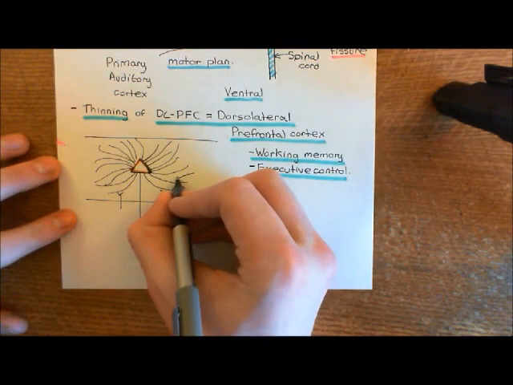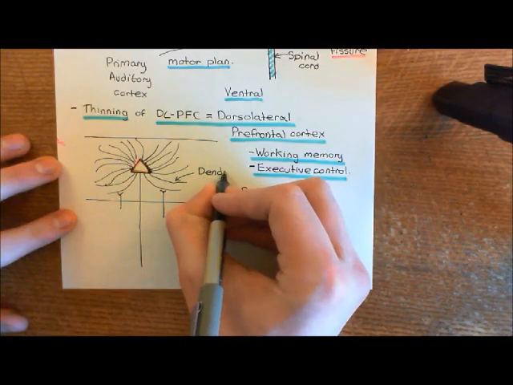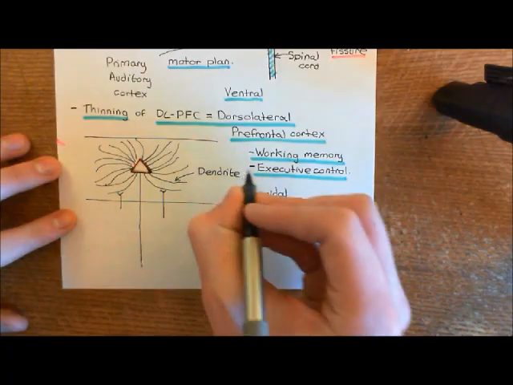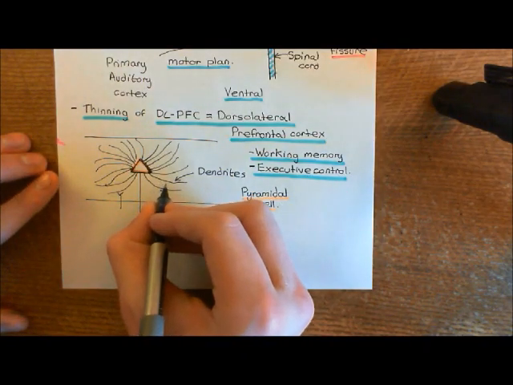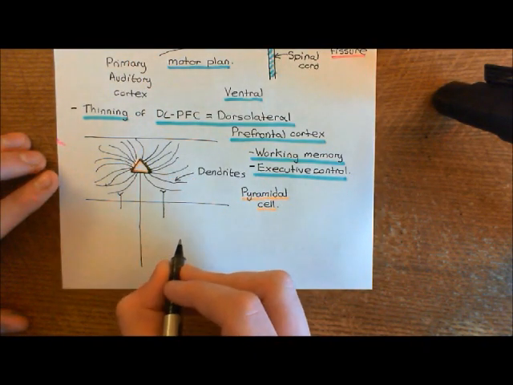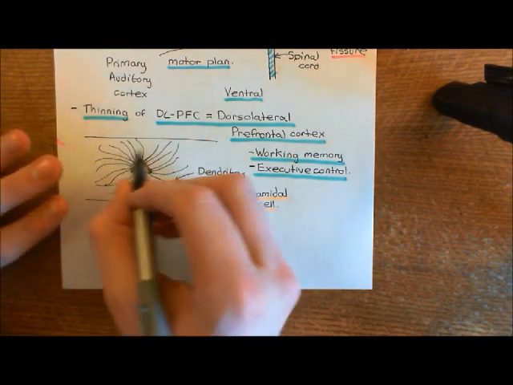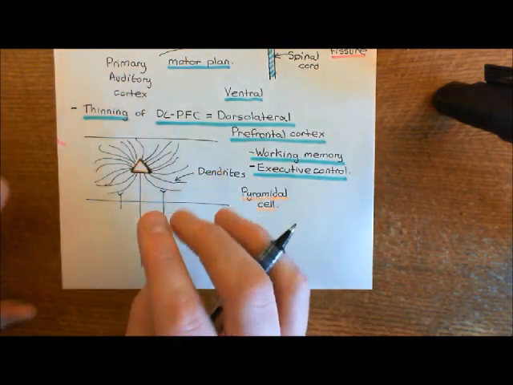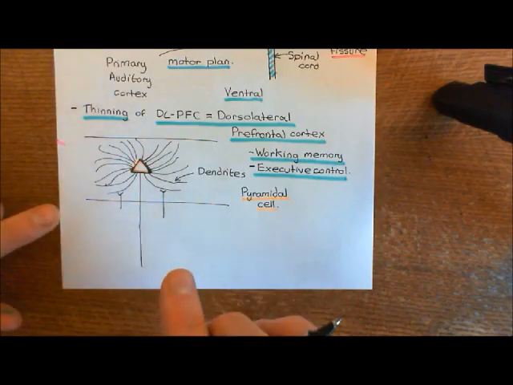So what seems to happen in schizophrenia is that the dorsolateral prefrontal cortex thins, and the reason it thins is that the number of dendrites that each of the pyramidal cells has goes down. So you lose loads of these dendrites, and that makes up a huge amount of the volume of the cerebral cortex as well.